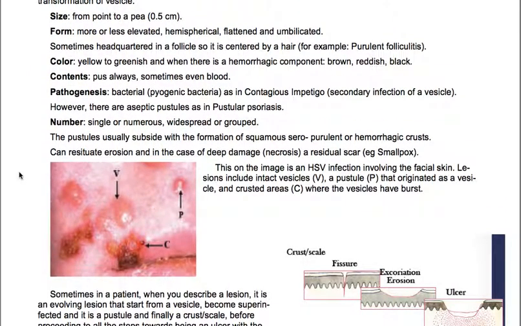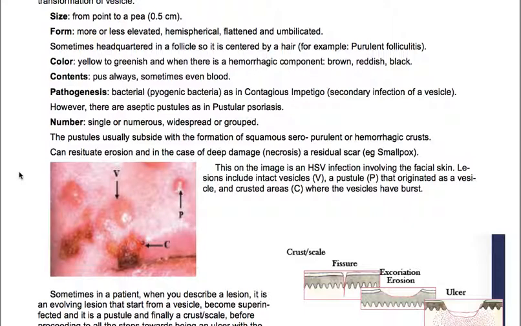Sometimes headquartered in a follicle, so it is centered by a hair, for example, purulent folliculitis. Color can be yellow to greenish, and when there is a hemorrhagic component it is brown, reddish, black. The contents are pus always, sometimes even blood. Pathogenesis is bacterial, pyogenic bacteria, as in contagious impetigo, secondary infection of a vesicle. However, there are aseptic pustules as in pustular psoriasis.